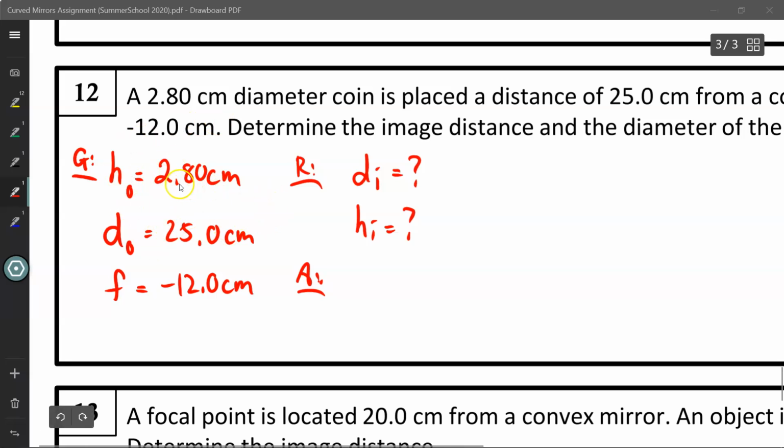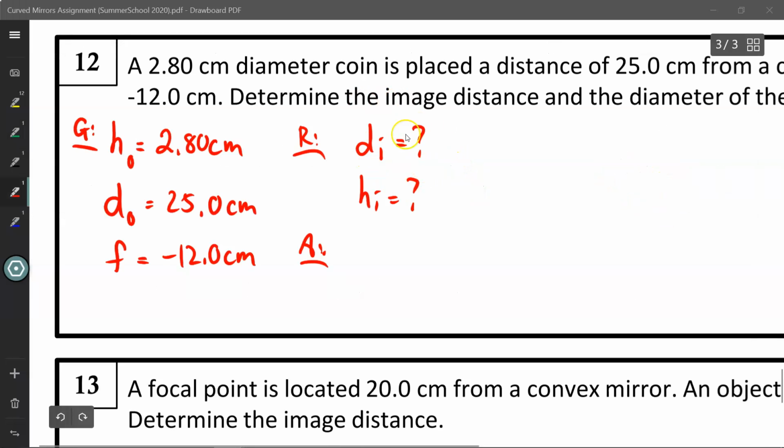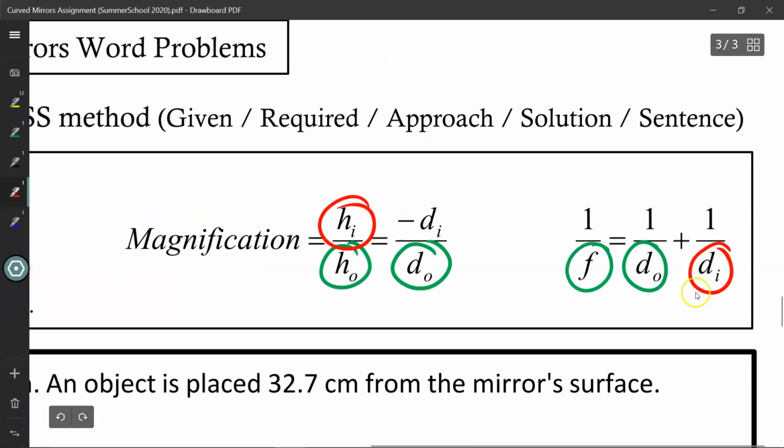So I'm given the height of the object, distance of the object, and focal length. Height of the object, distance of the object, and the focal length. And of course, distance of the object appears in this equation as well. Meanwhile, they want me to solve for the distance of the image and the height of the image. So di and hi. So now that I have all this information in front of me, here's the game plan. I'm going to solve this equation first. And once I have di, I can then plug it into this equation and solve for hi.